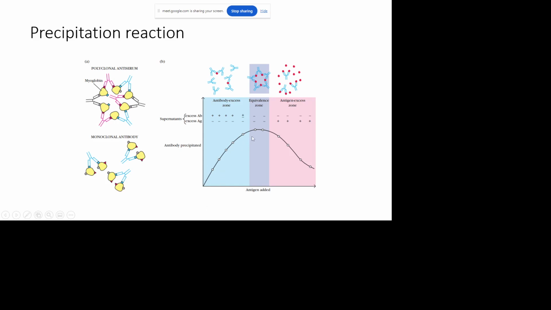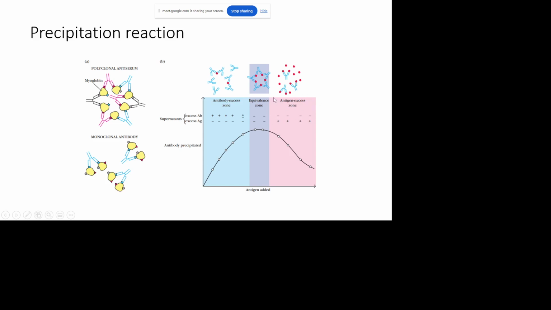So this precipitation curve has three regions. In the antibody excess zone there is excess antibody and you just start adding the antigen, so of course antibody is in excess and antigen is limited. As you increase the antigen concentration, the level of precipitation will start increasing, right? And of course there will be some unbound or free antibody. When you reach the equivalent zone, there will be equal concentration of antigen and antibody, so it will give you the cross linking or the precipitation, right? And there is no free antibody or free antigen.